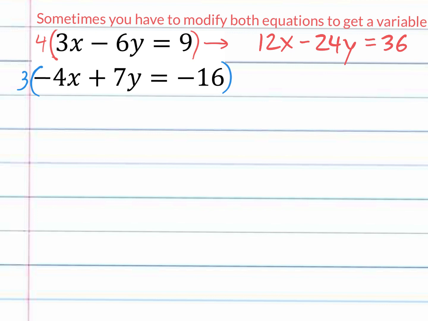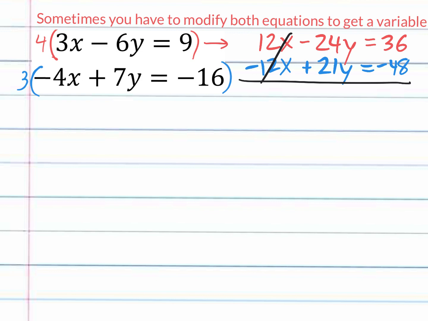Bottom equation, 3 times negative 4 is negative 12x. 3 times positive 7 is positive 21y. And 3 times negative 16, use a calculator, that'll be a negative 48. And now, since we modified it to get the x's to cancel, it's ready to go. You got a positive 12x that will eliminate with the negative 12x when you combine those lines.